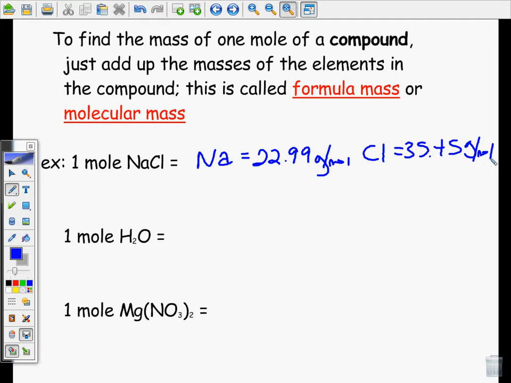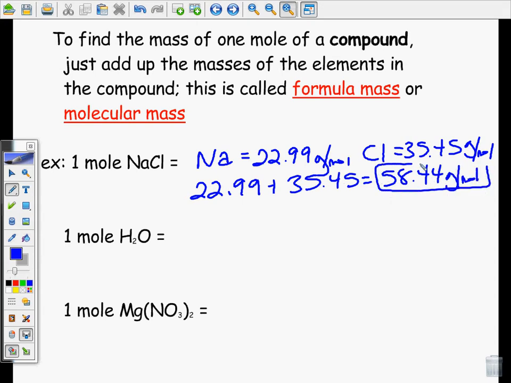So to get the molar mass of NaCl, I'm just going to add them together. 22.99, 35.45, and that gives me 58.44 grams per mole. Easy.